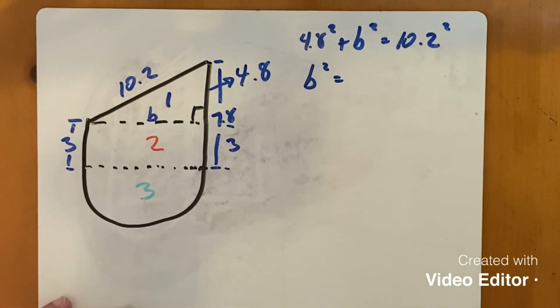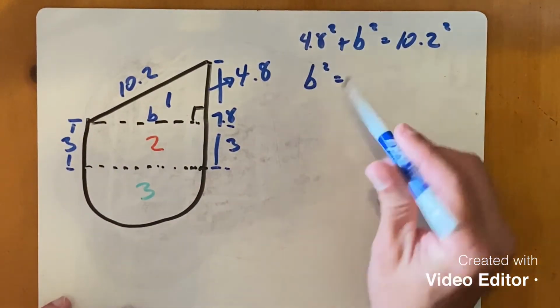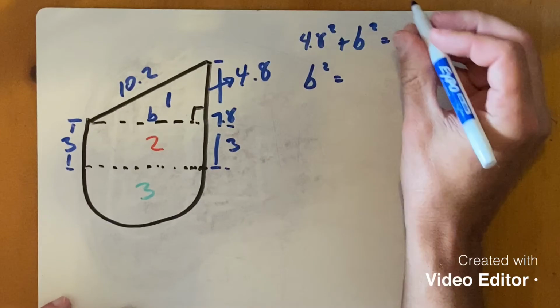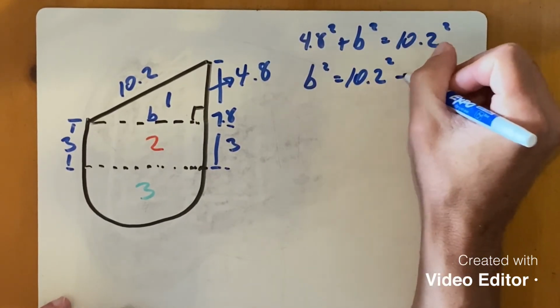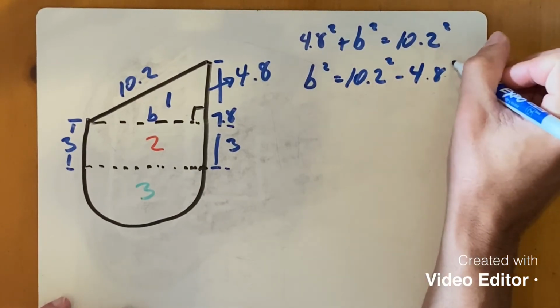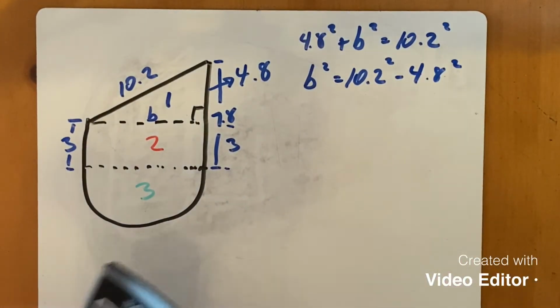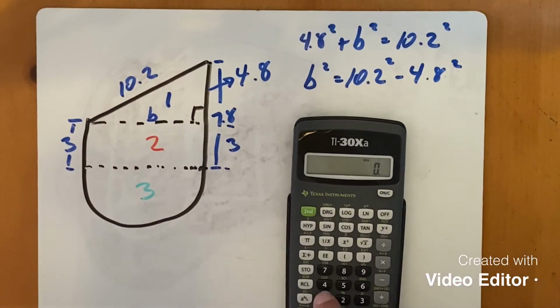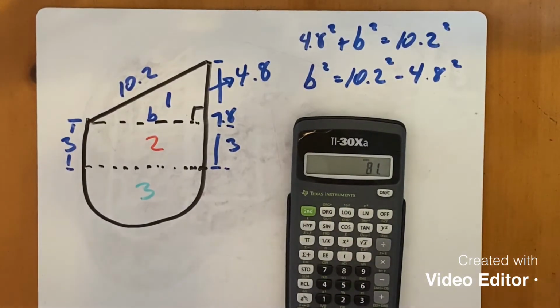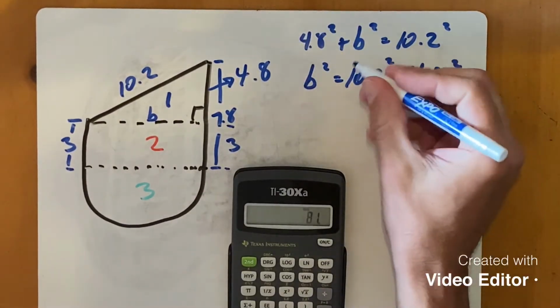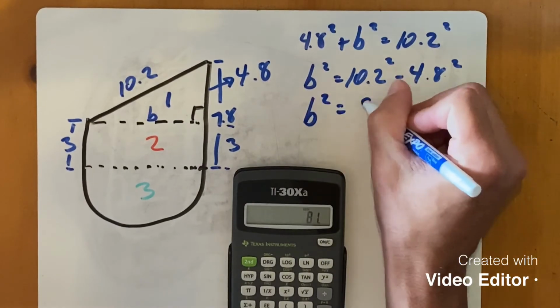All right, so we'll put that into our calculator, and then we're going to subtract 4.8 squared over to the other side. So 10.2 squared minus 4.8 squared. All right, and we can do that right into our calculator. So we're just going to go 10.2, hit the squared key, minus 4.8 squared, and then hit equals. And there is our answer to b squared. So b squared equals 81.